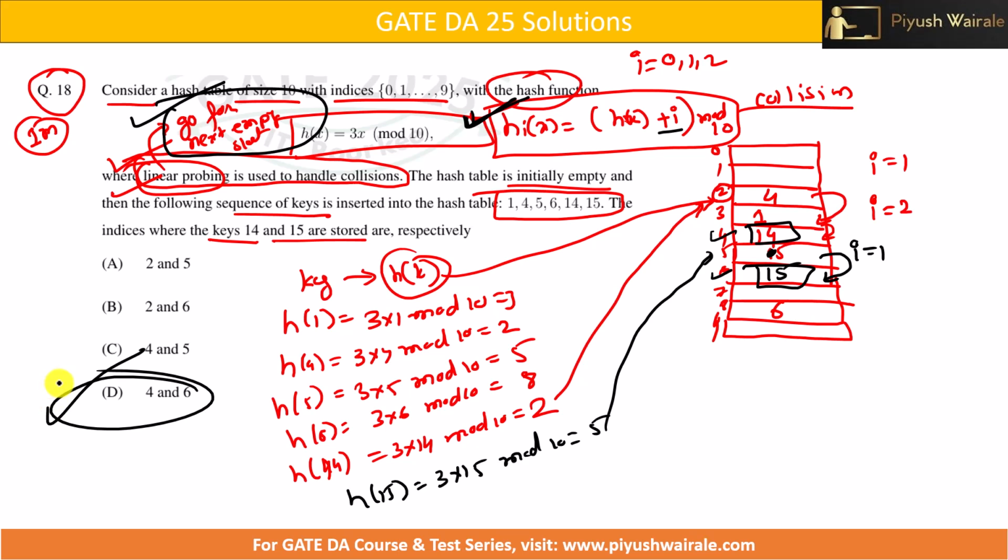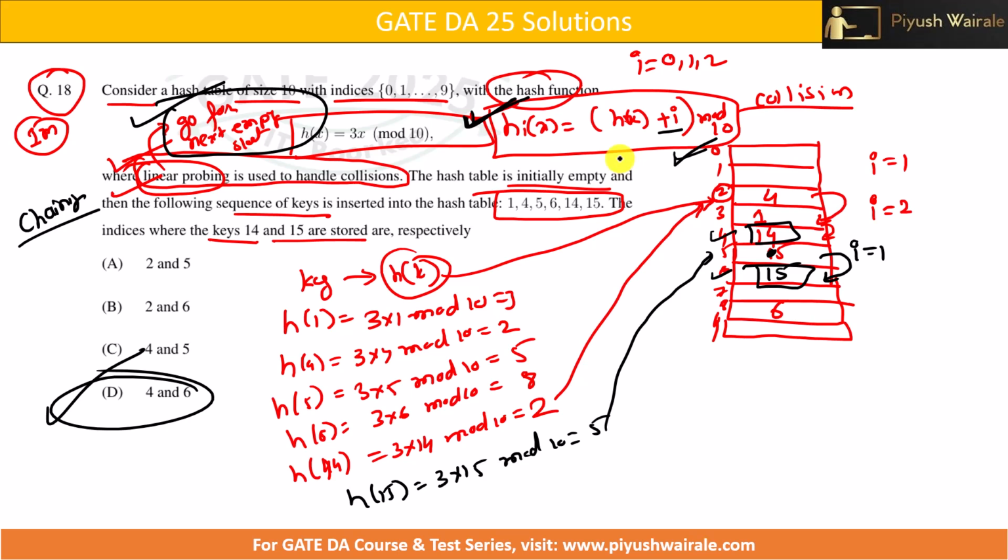Simple question for 1 mark. You should know how linear probing works. You should know what chaining is, what double hashing is, and what quadratic probing is. You can expect this type of question in the GATE exam. They can also give you this sequence and ask you to select which one of the following is the resultant table, giving four tables in the options. So most of the time you need to draw this table, and only then can you solve this type of question.